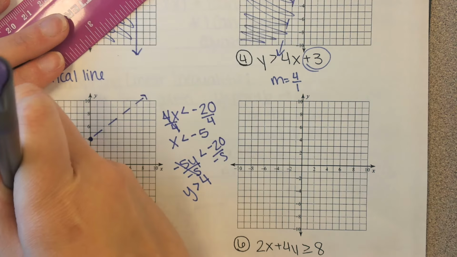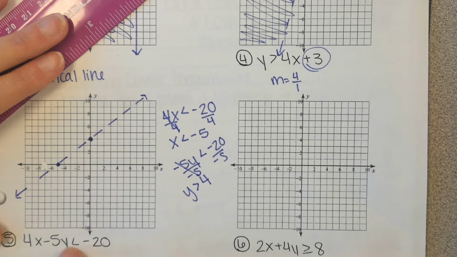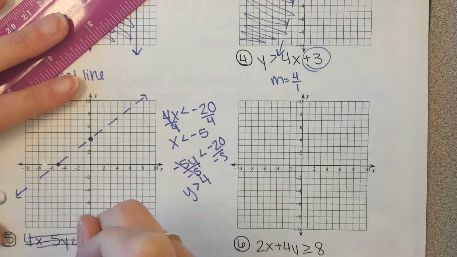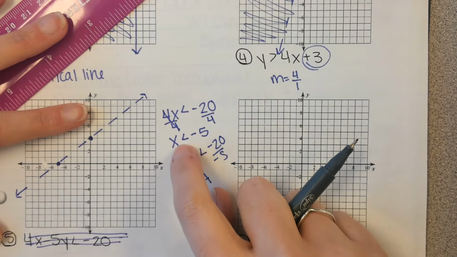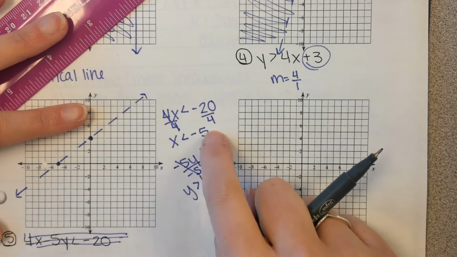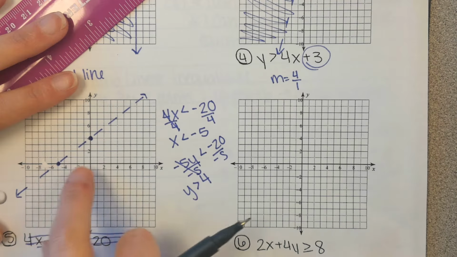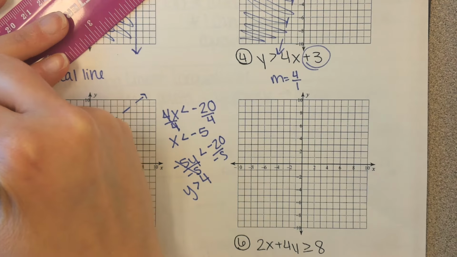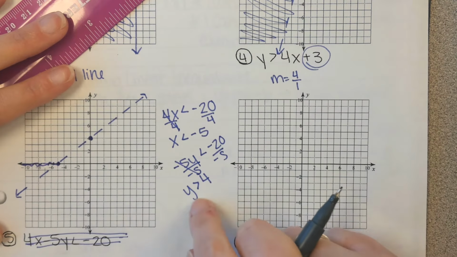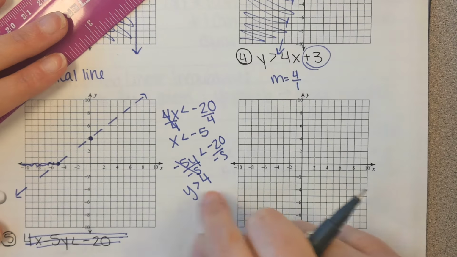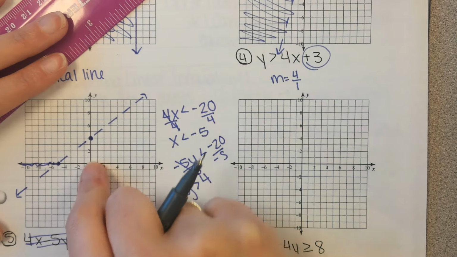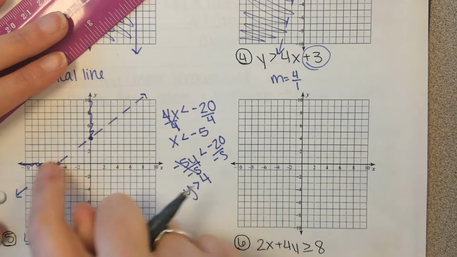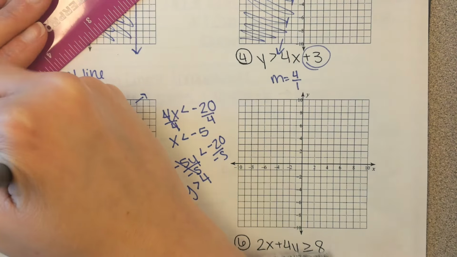Now, here's the shading. It's going to be a little bit different because we can't just go by this. So we're not going to look at that. We're going to look up here. So x is less than -5. Which side is less than -5? This one. Okay. Look at your y. We need it to be bigger than 4. Which side is your y greater than 4? Up here. All right, so that's the side that we shade.